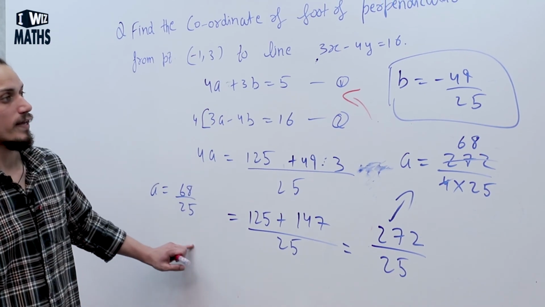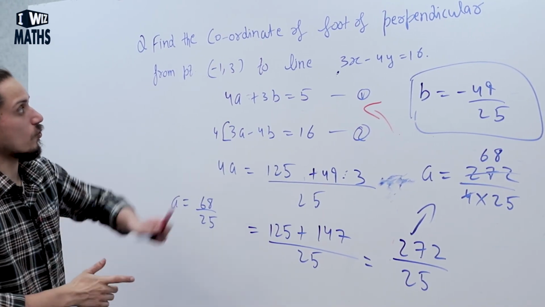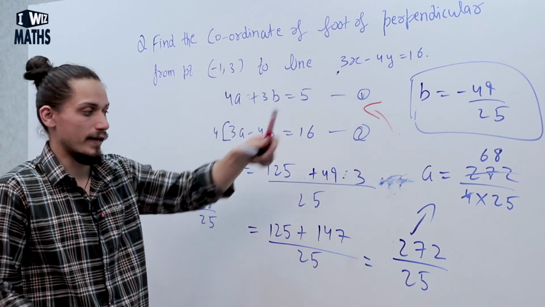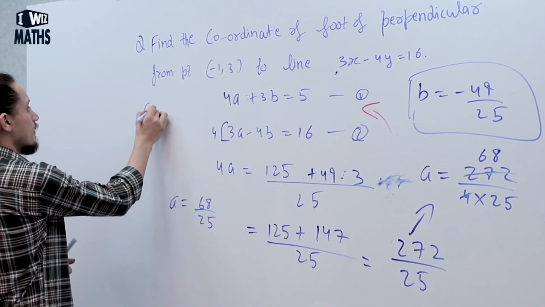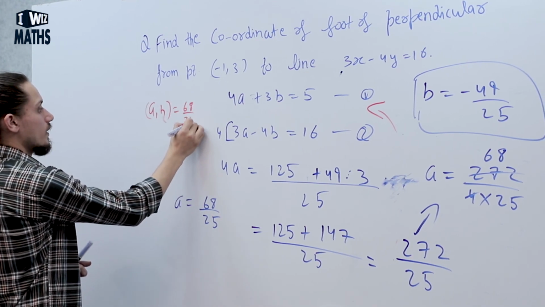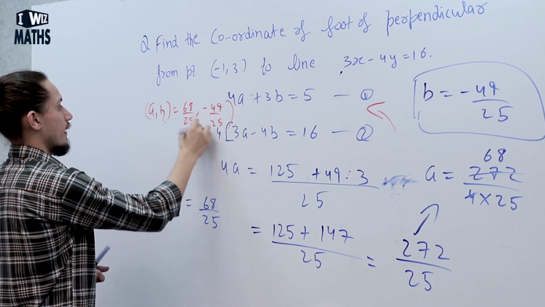We got the value of a and the value of b. So we had to find the coordinates of the foot of the perpendicular from this point to this line. Those coordinates are (a, b), where a is equal to 68 upon 25 and b is equal to minus 49 upon 25, and hence the result.